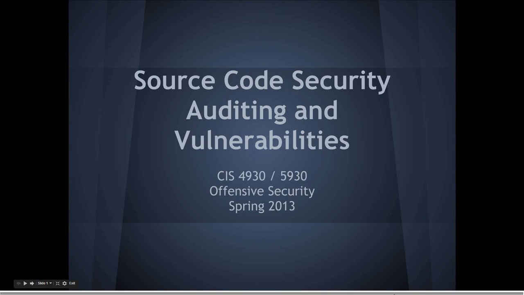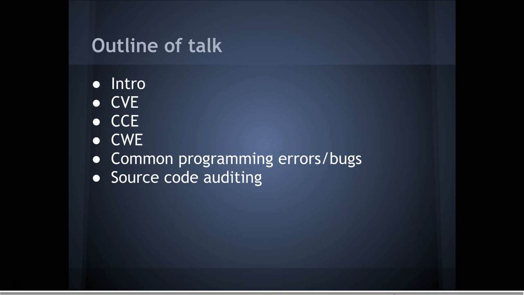Okay. So source code security and auditing is very important. This is the outline of the talk. I'm going to give a brief introduction. We're going to talk about CVEs, CCEs, CWEs. These are all organized by the MITRE Corporation. They're very important for anyone entering the security industry. We're going to go over common programming errors and bugs, and we're going to do some source code auditing.